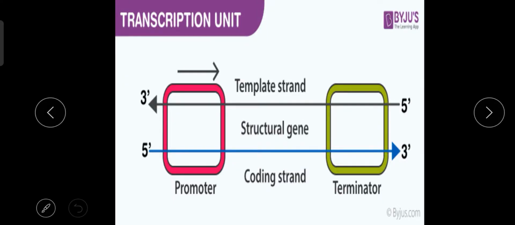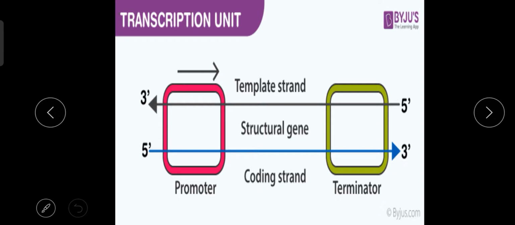Hello everyone. Today our topic is transcription unit. So what is transcription unit? Transcription is the part of the central dogma, and transcription means production of RNA from DNA. Or simply you can say copying of genetic information from one strand of DNA to RNA is called the transcription process.